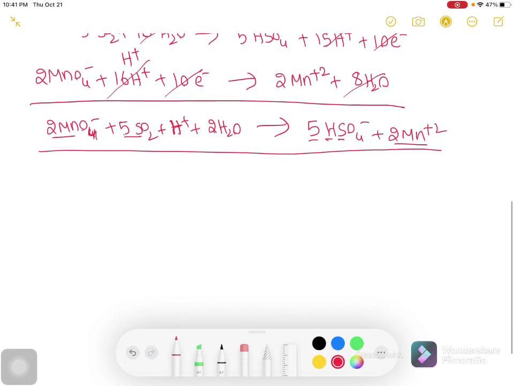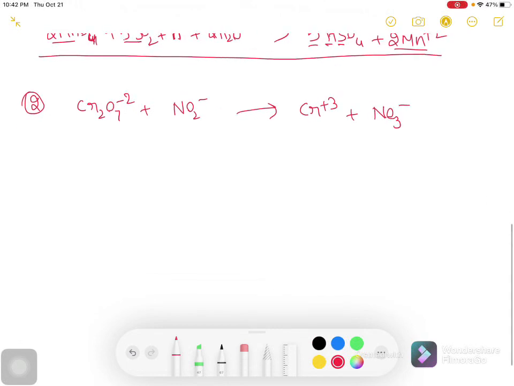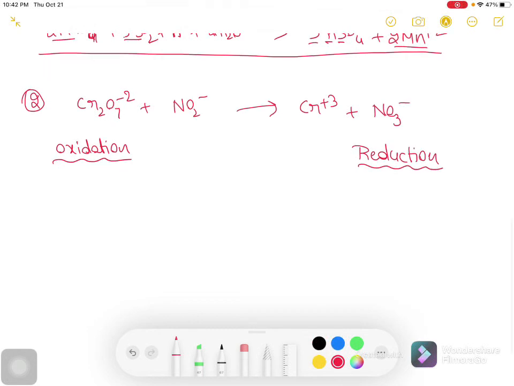And I am going to explain one more equation in acidic medium, the second equation: Cr2O7 2 minus plus NO2 minus gives rise to Cr plus 3 plus NO3 minus. I told you already, first of all you have to divide this equation into two parts, oxidation and reduction. Which undergoes oxidation? Chromium: left side 7 oxygens, right side no oxygens. The number of oxygens decreases, so we take this as a reduction reaction, Cr2O7 2 minus gives rise to Cr plus 3. And NO2 minus has 2 oxygens, NO3 minus has 3 oxygens. The number of oxygens increases, oxidation; decreases, reduction.